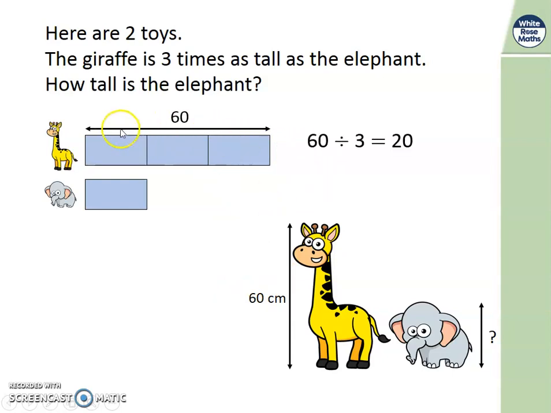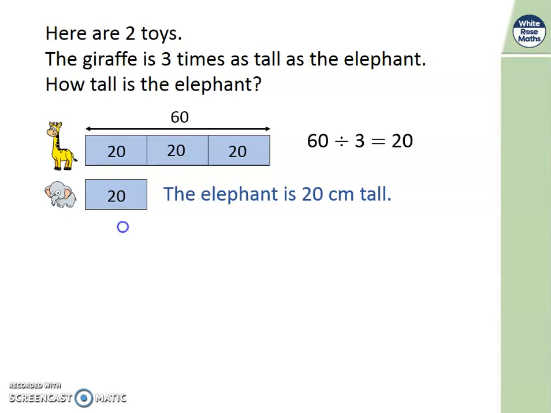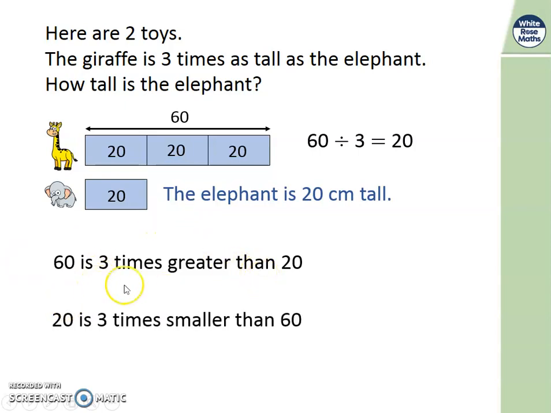Now you can see that 60 is split between 3. It's shared. So 60 divided by 3 is 20. We need to write that on each section. Can you see what size the piece for the elephant will be? That's right, it's 20. So the elephant is 20 centimetres tall. 60 is 3 times greater than 20. 20 is 3 times smaller than 60.